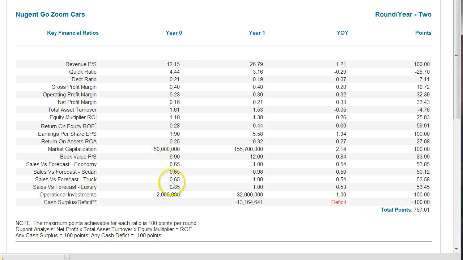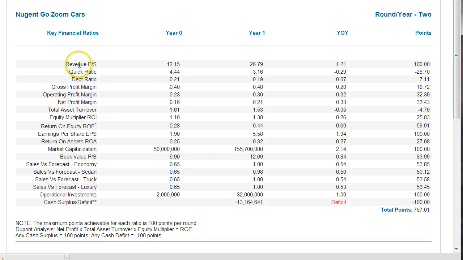And year zero, everybody starts off at the same point in time with the same scores. Year one is the first year that you manage the company, and it provides a series of metrics based on financial and operational results, and then a complete score at the bottom. So let's review each of these.